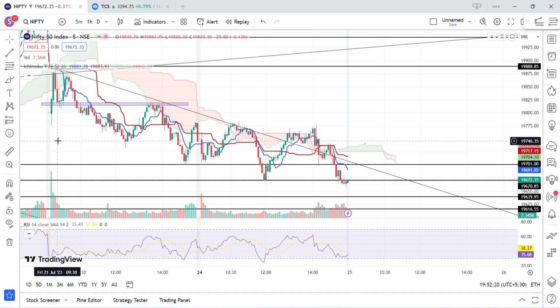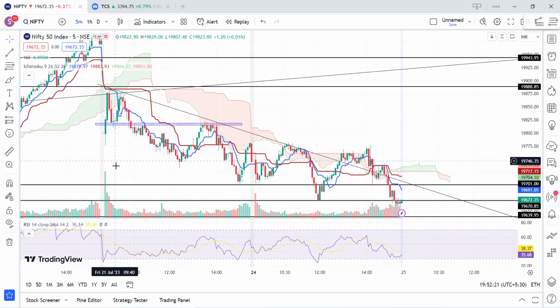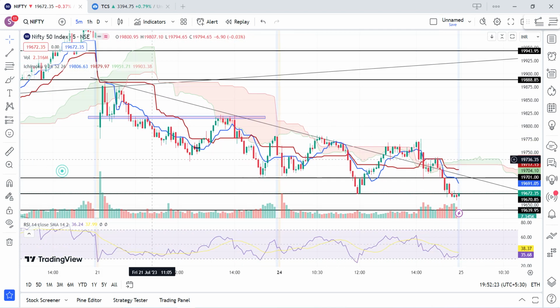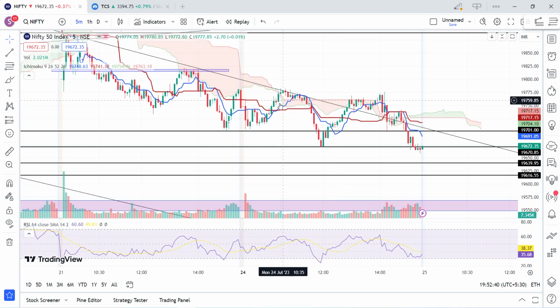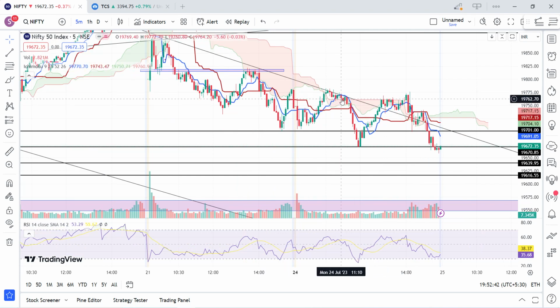See, guys, in today's trade I drew a trend line from here. This is one pivot high and another pivot high. So that's the reason I drew that line. Exactly, the market touches there, and again it comes down.